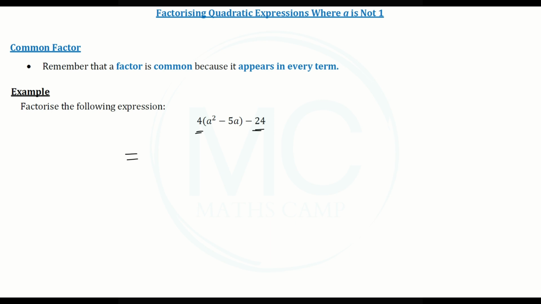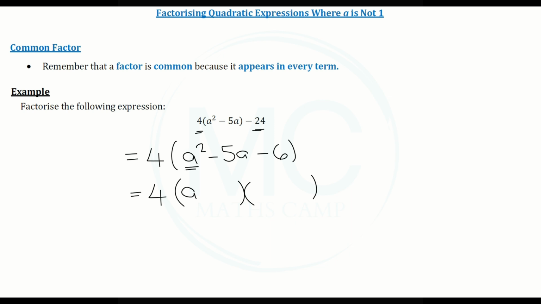So we can say 4, open bracket. We now have a squared. We have negative 5a. And negative 24 divided by 4 gives us negative 6. Now we have a quadratic that we can factorize. So let's write the 4 outside of our 2 brackets. Now a squared is the first term in the quadratic. So we know that a will be the first term in the first bracket and the first term in the second bracket. Now our third term in the quadratic is negative 6.